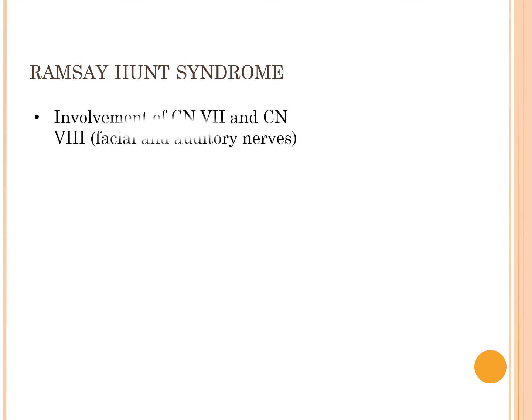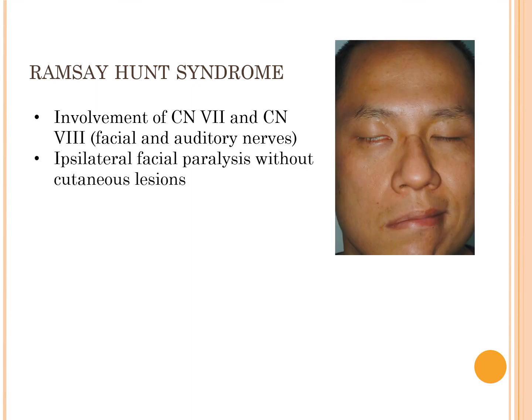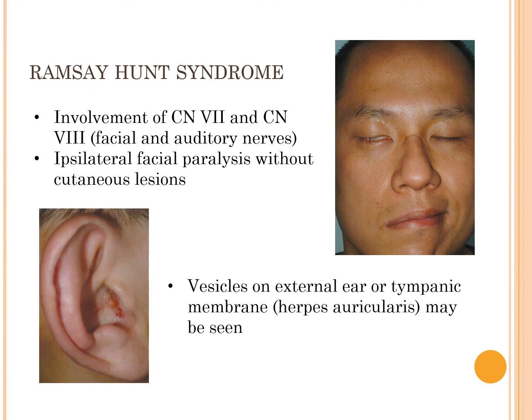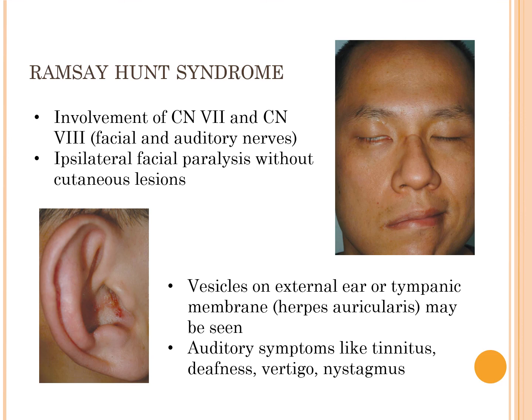Now, what is Ramsey Hunt syndrome? Ramsey Hunt syndrome is herpes zoster involving the facial and auditory nerves, and it will manifest itself as an ipsilateral facial paralysis without any cutaneous lesions on the face. It may be associated with the appearance of vesicles on the external ear or tympanic membrane, also known as herpes auricularis, due to the involvement of the auditory nerve, and auditory symptoms like tinnitus, deafness, vertigo, or nystagmus may occur.